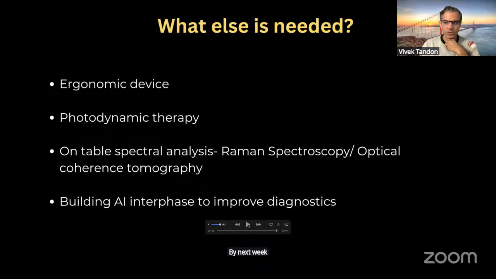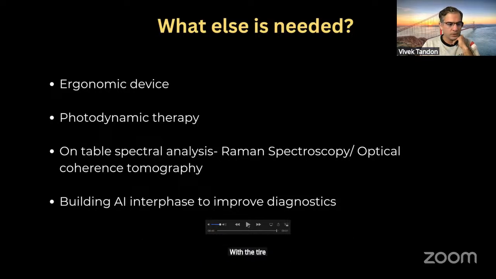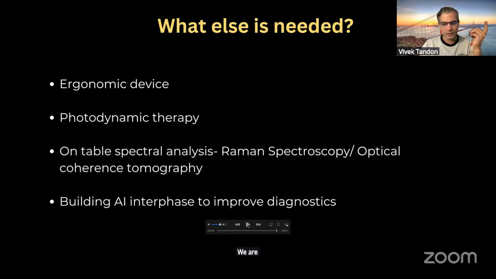And I'm sure that if the device is good, we will be able to provide it on a commercial basis with a tie-up from a few companies. And let's see how it goes. The next step, obviously, is that we can end up utilizing fiber optic probes for Raman spectroscopy or optical coherence tomography. We are working on that, and maybe in the next few months, we may be able to have a project on that also.